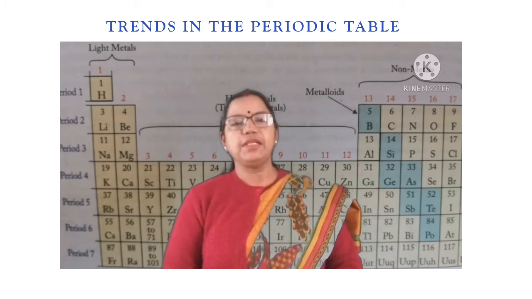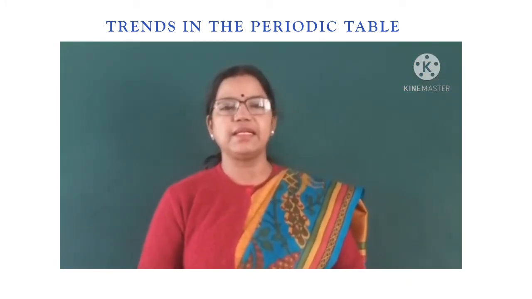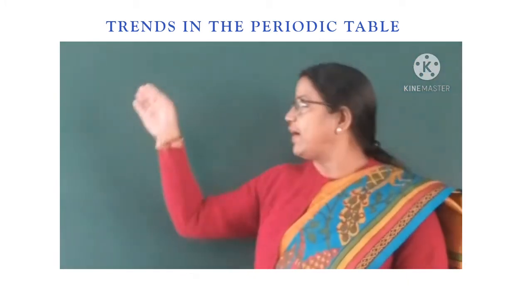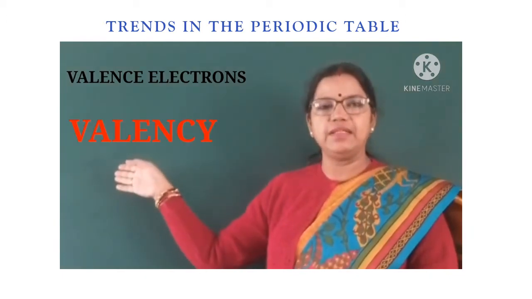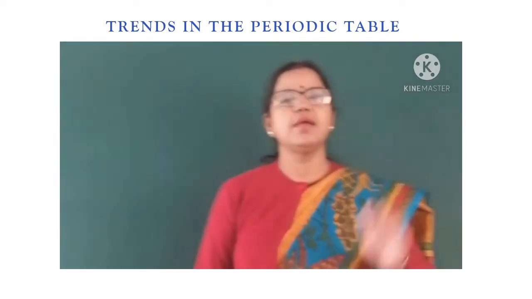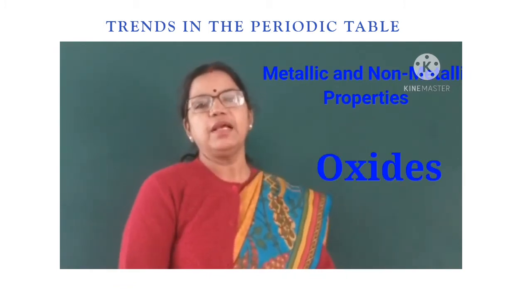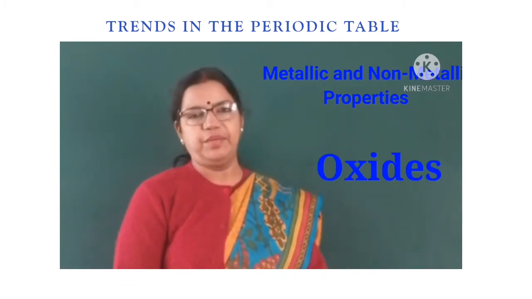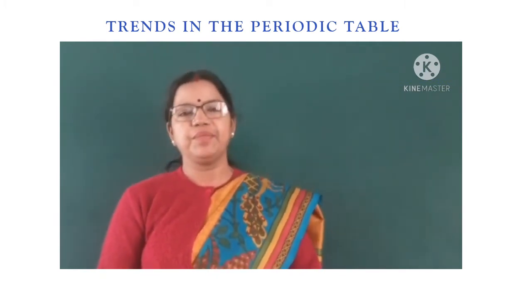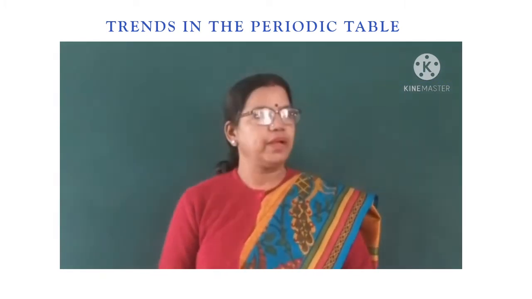Under the physical and chemical properties in standard 10, you have to learn valence electron, valency, atomic size, metallic and non-metallic properties, and finally oxide nature of elements. All these properties you have to learn in standard 10. Let us discuss in detail one by one all these properties.